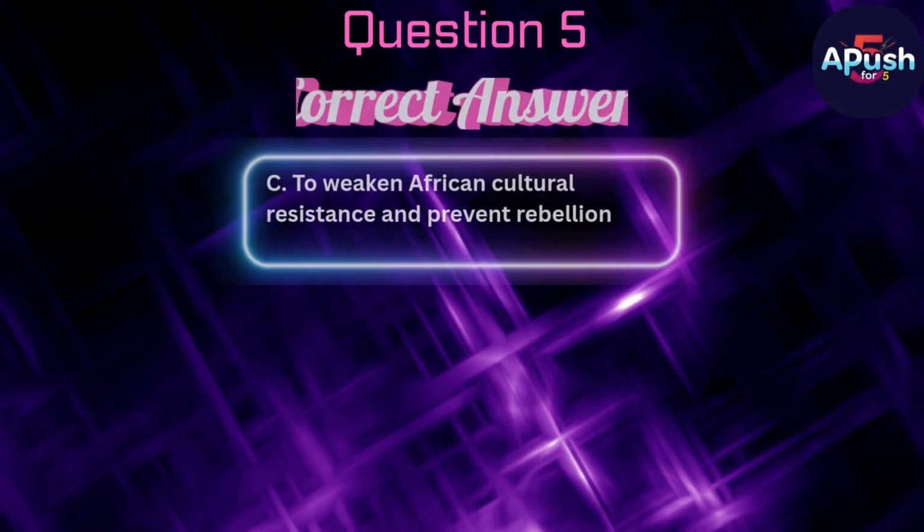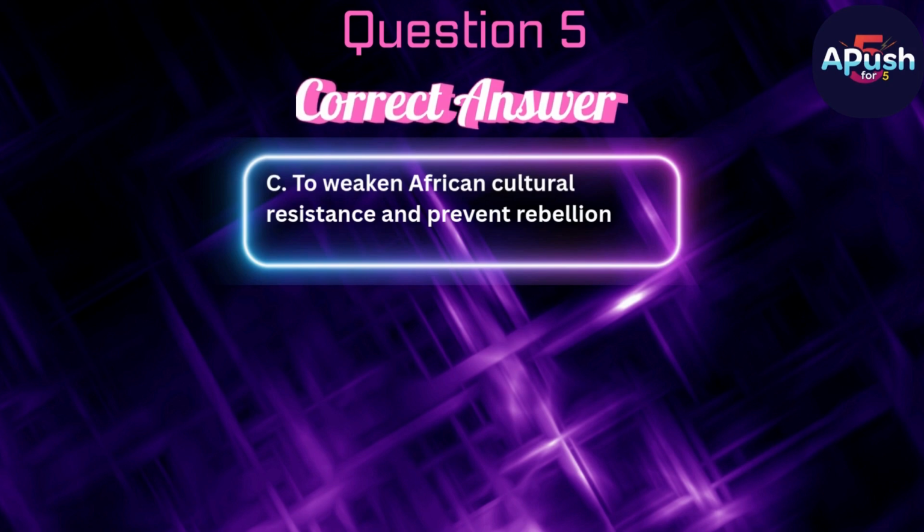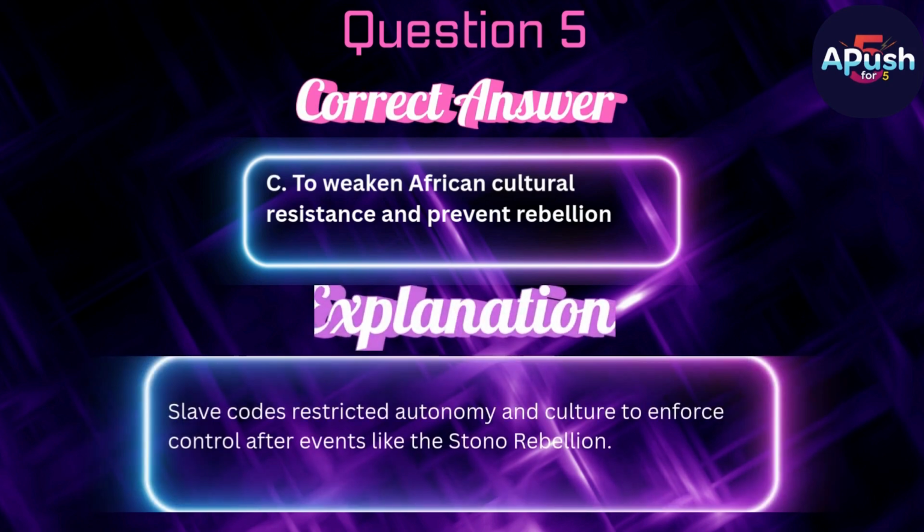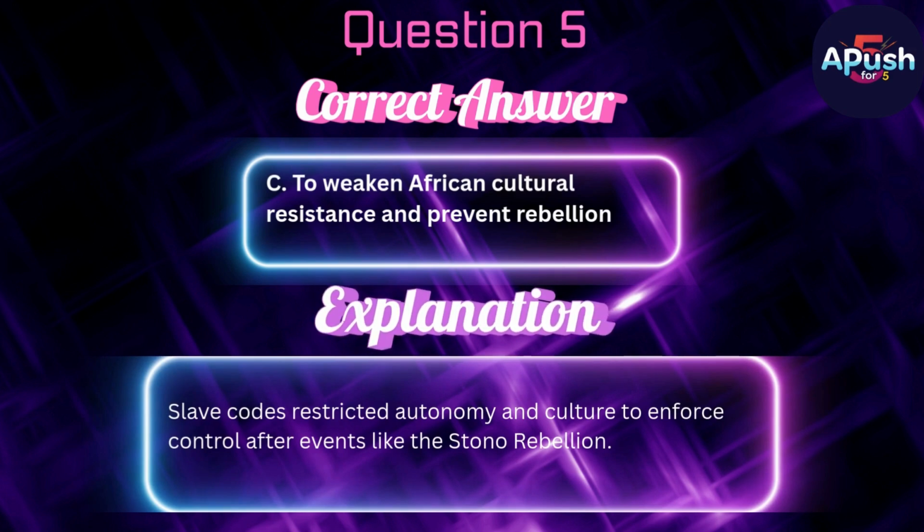The correct answer is C. To weaken African cultural resistance and prevent rebellion. Slave codes restricted autonomy and culture to enforce control after events like the Stono Rebellion.